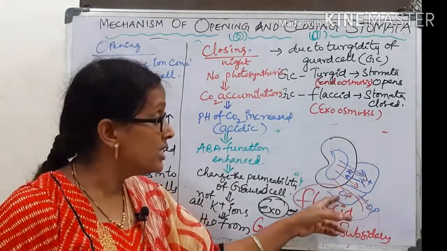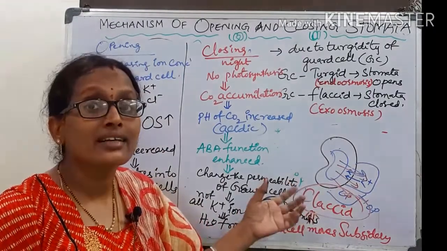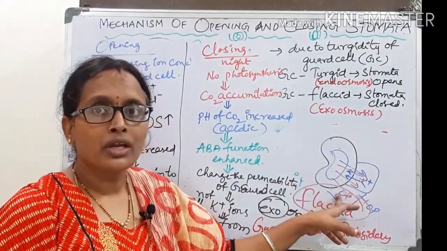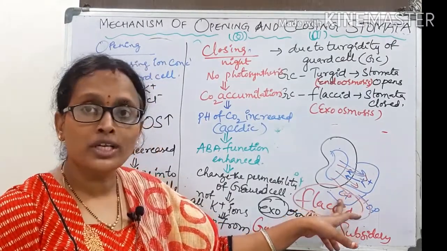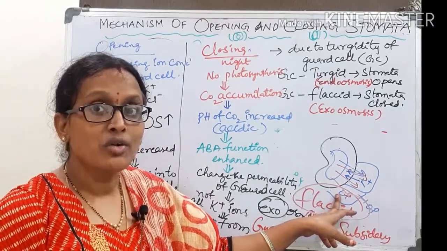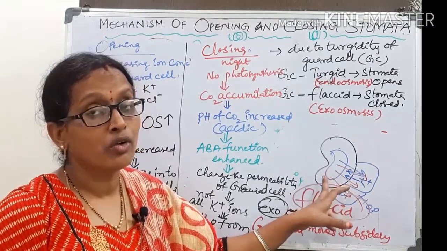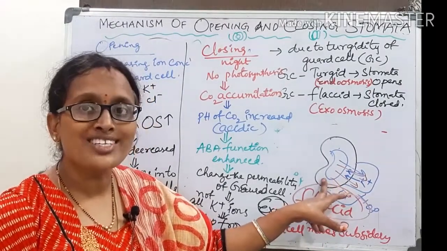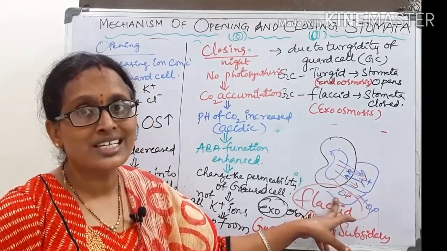these subsidiary cells act as the stores of ions. So ultimately the concentration is more, and concentration is more means osmotic pressure is increased. Ultimately water potential is decreased. Water moves from high water potential to low water potential. Ultimately from the guard cells it moves into the subsidiary cells.